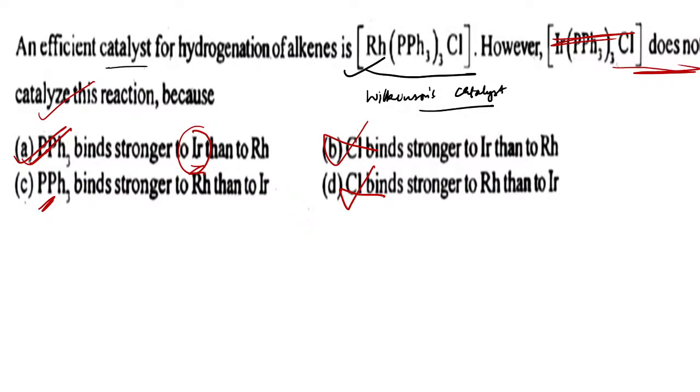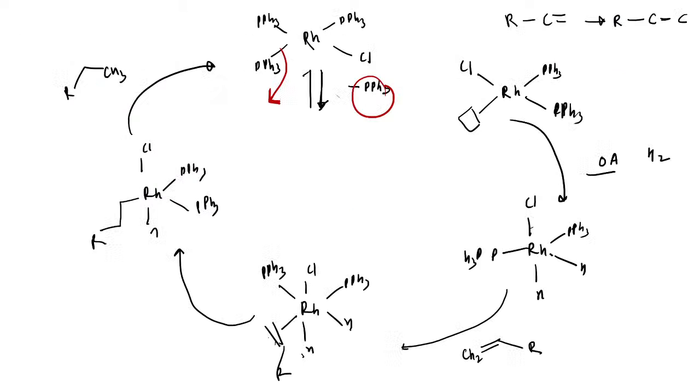Is it clear to all of you? Any doubts? Why is option A correct? Because in the first step you have to make PPh3 leave the Wilkinson's catalyst, and that's only possible if the metal-PPh3 bond is weak. If I go by the option, PPh3 binds stronger to iridium, then in that case this process won't be catalyzed, or this process is not possible. All right, so that's all about organometallics.